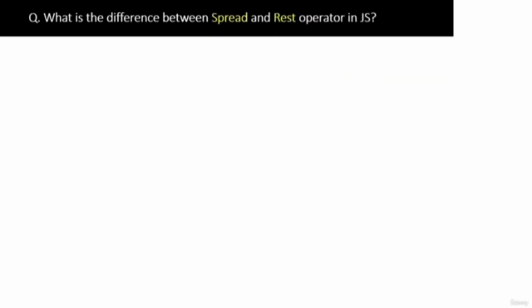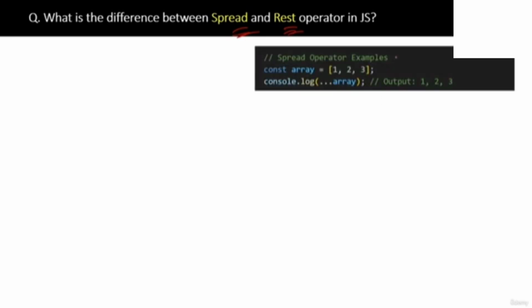What is the difference between spread and rest operator in JavaScript? Today I will clear the confusion between spread and rest operators, which look the same, three dots, right? Let's first explore the spread operator. Here is the code. The spread operator is denoted by these three dots.